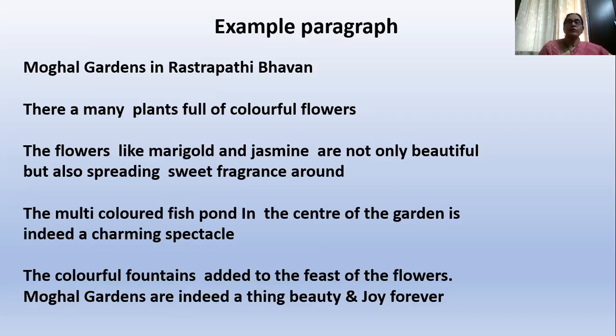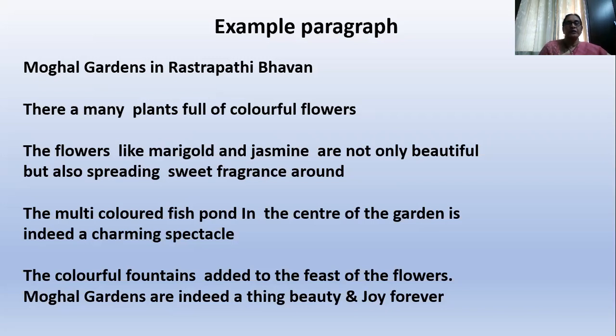There are many plants full of colorful flowers. See, I'm using colorful here to describe the flowers. So I'm using an adjective here: there are many plants full of colorful flowers. The flowers like marigold and jasmine are not only beautiful. See, I'm using another word here, beautiful, after colorful, but they are also spreading sweet fragrance around. Fragrance is a noun. So how is the fragrance? Very sweet, sweet smelling. So there is fragrance around.